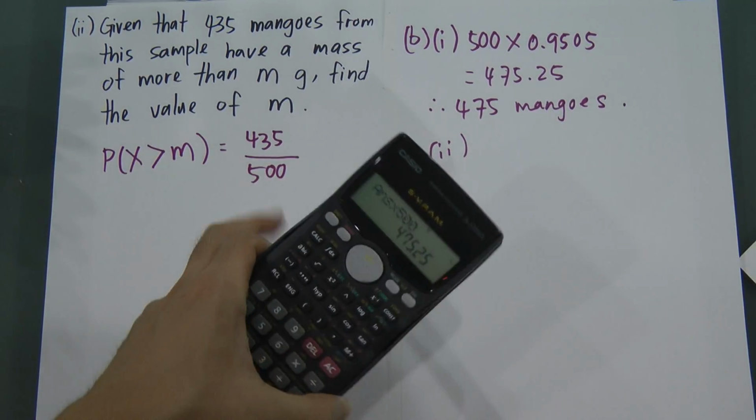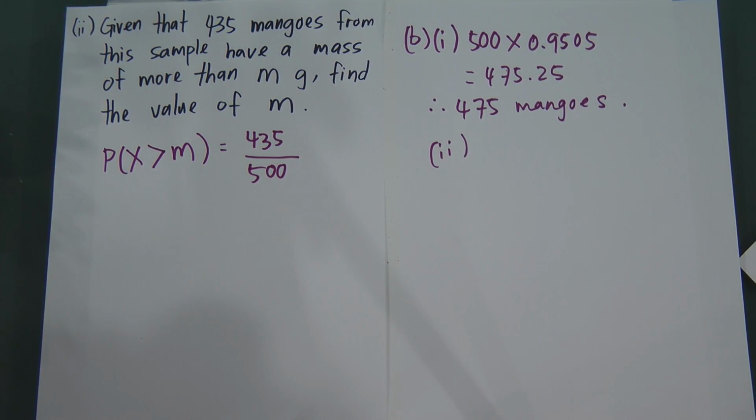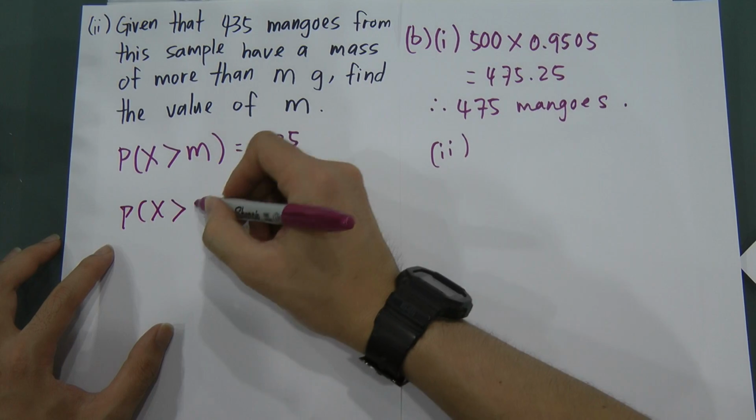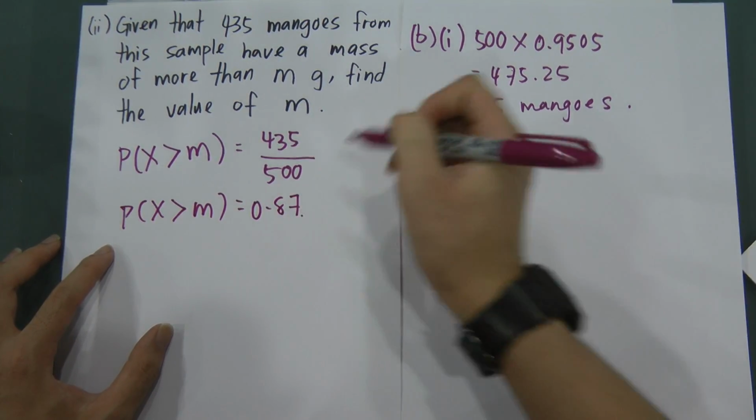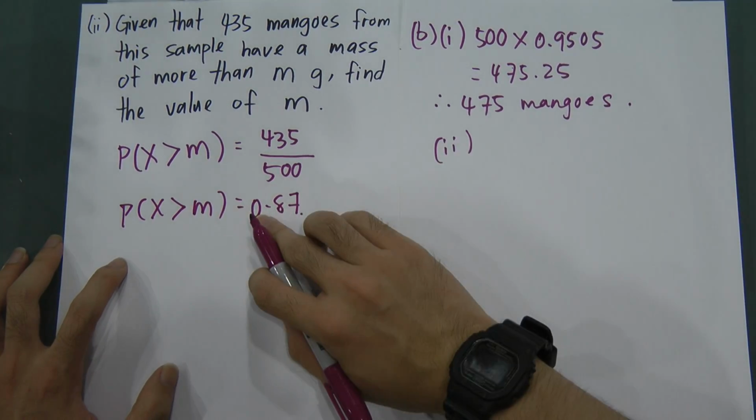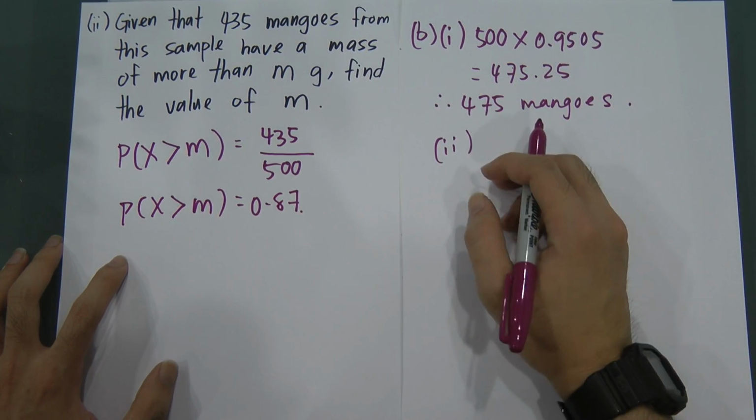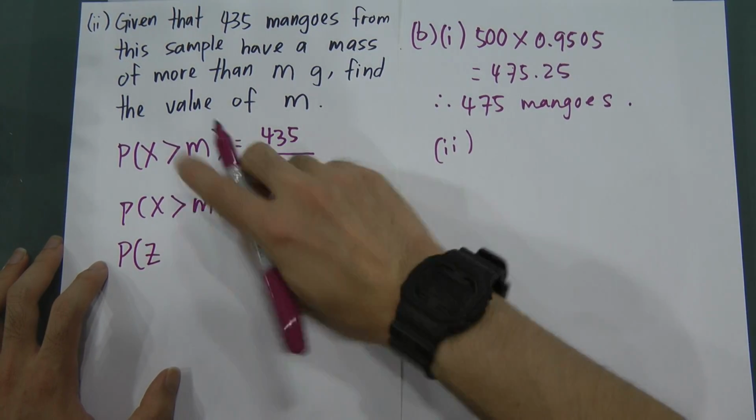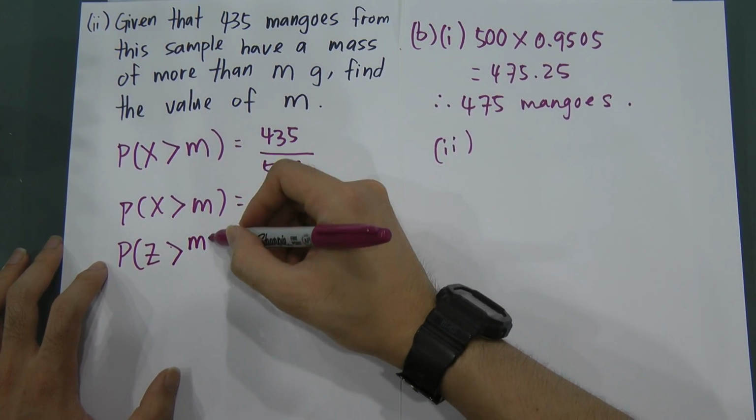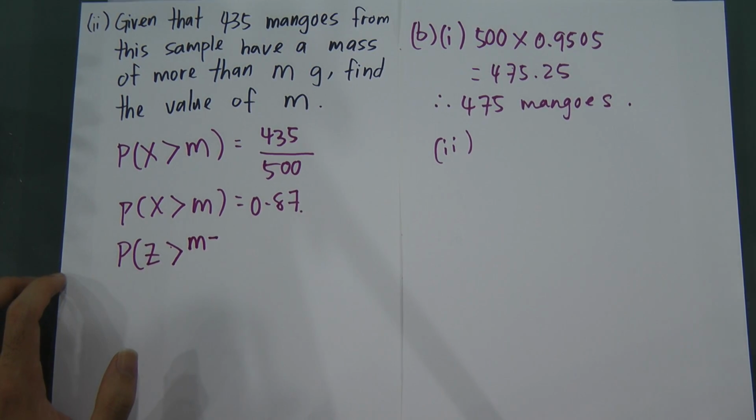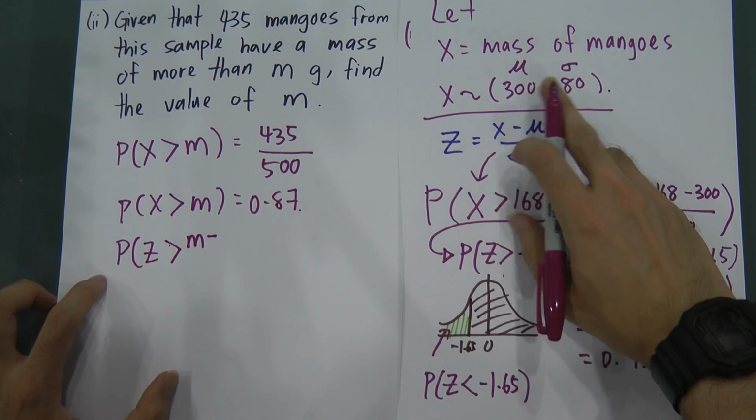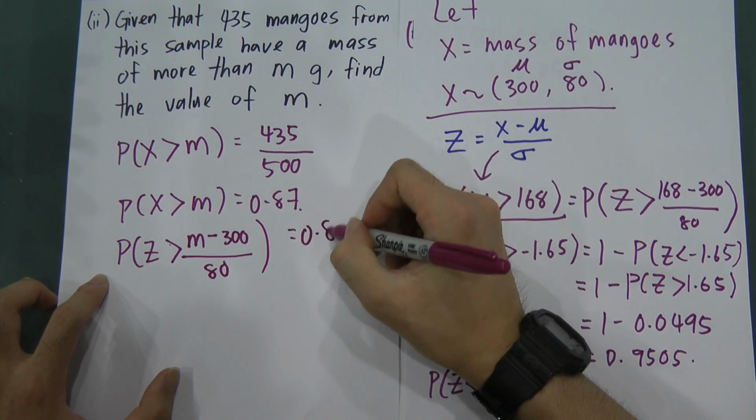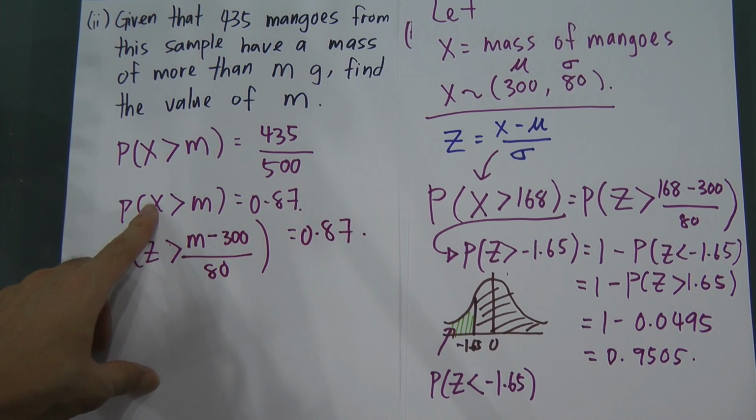Okay, so I press for here first. So 435 divided by 500, we got 0.87. Means what? For probability X more than M, I will get 0.87. So what I need to do is, I need to change to Z first in order to use the table. So I change to Z. When X changes to Z, you write a Z here. What happens to the number beside is X minus mean. What is the mean just now? From the question given, the mean is 300, standard deviation is 80. Minus 300 divided by 80, we will get 0.87. Okay, I just change the X to the Z value.